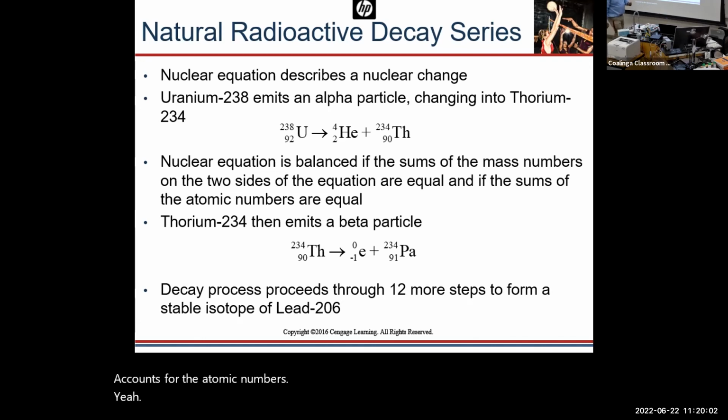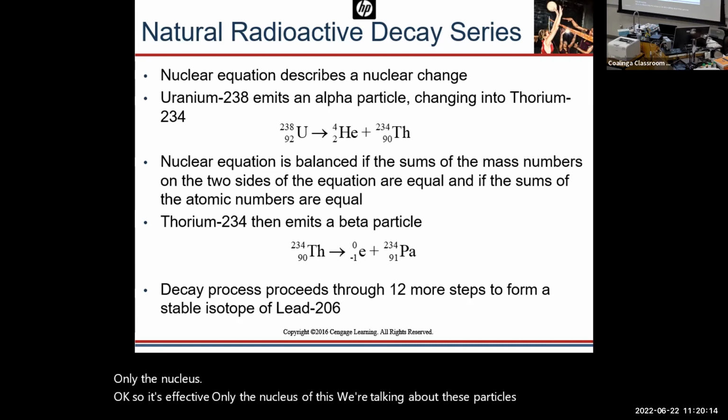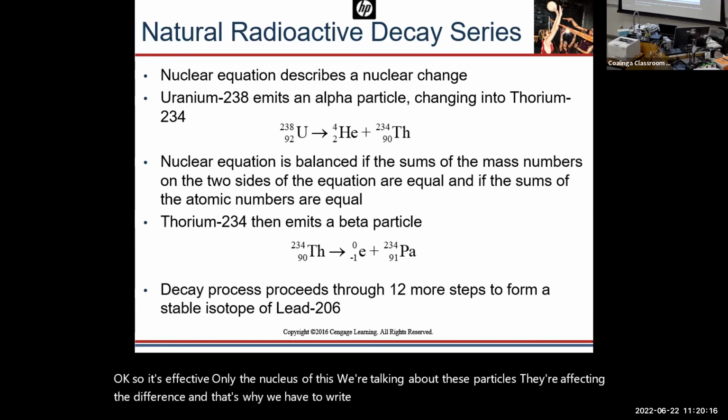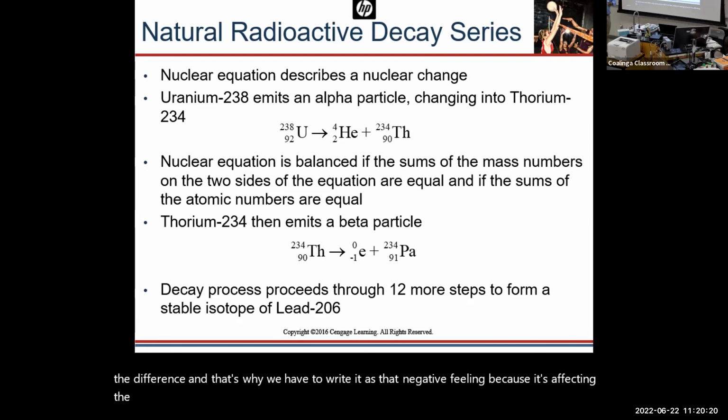Okay, and again, this is because it's affecting only the nucleus. So we're talking about these particles affecting the nucleus. That's why we have to write it as that negative one, affecting the nucleus, the atomic number, which is going to be affected.